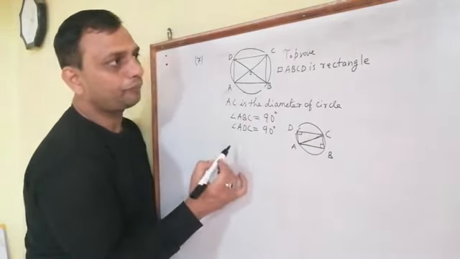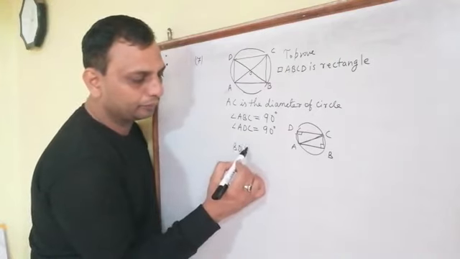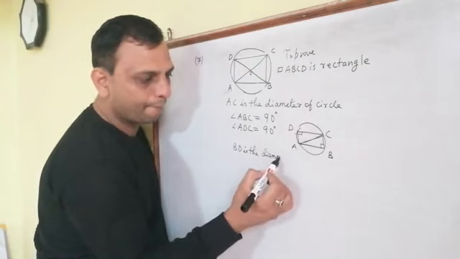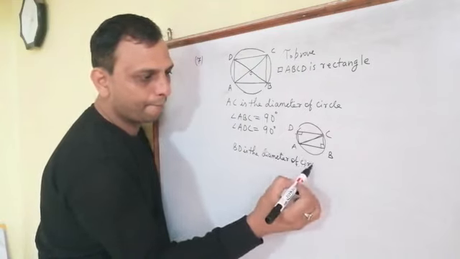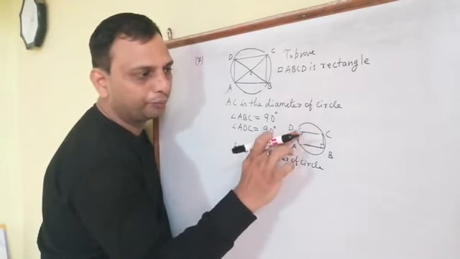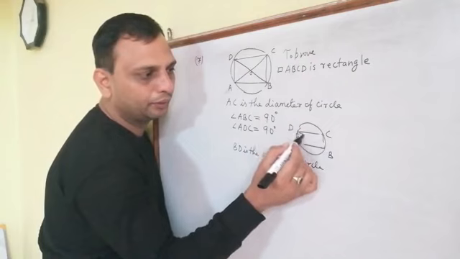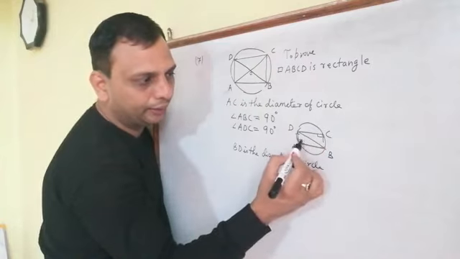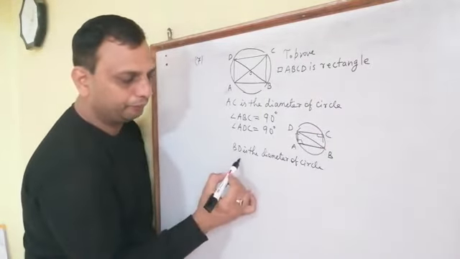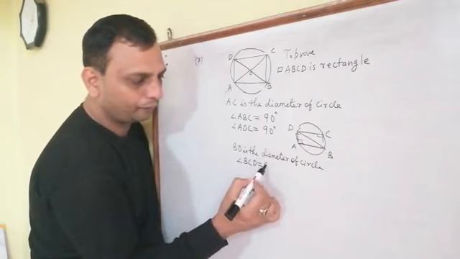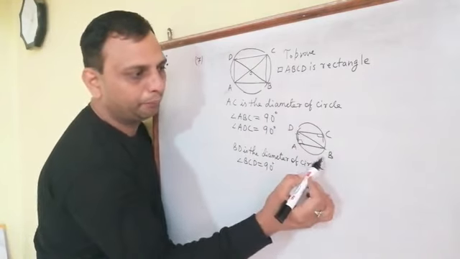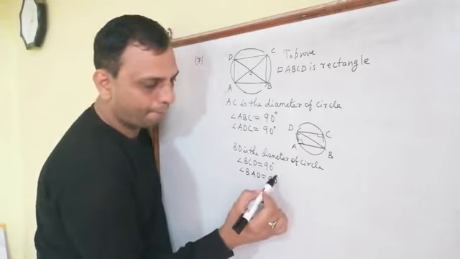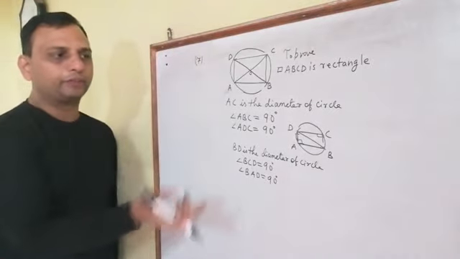Now, if BD is the diameter, then what do we have to do? We will draw the BD. Now BD is the diameter, so the semicircle angles are at C and A. So BCD is 90 and BAD is 90. Now you can see that all angles we got are 90 degrees.